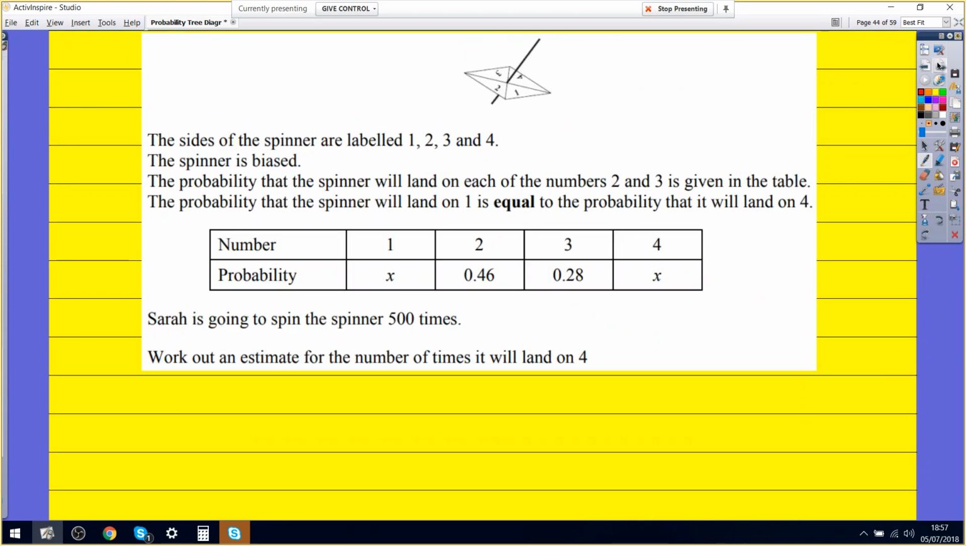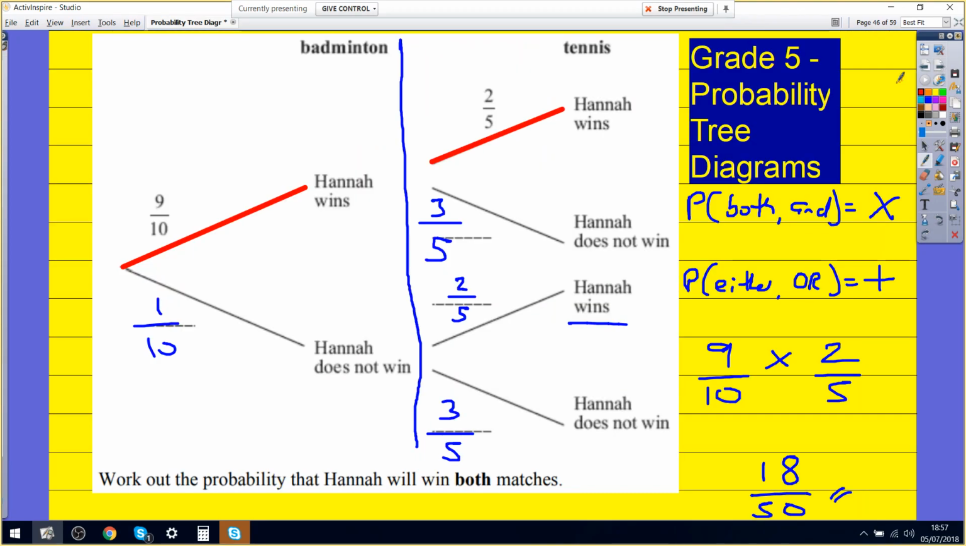And these look similar. And then tree diagram. What do these 2 probabilities have to add up to? 10 out of 10, which is the same as 1. 10 divided by 10, 1. 5 divided by 5, 1. How would you get the probability that Hannah doesn't win both matches?